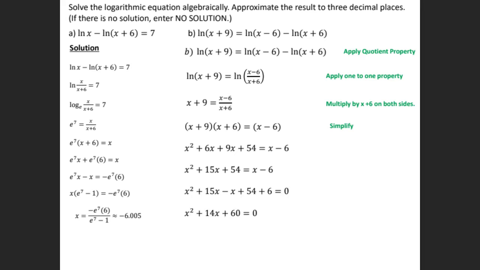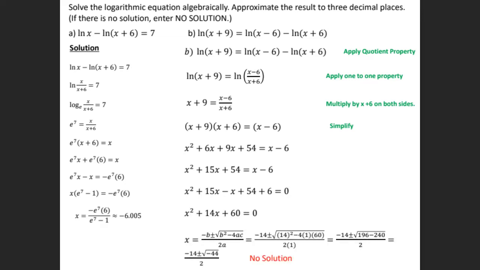Again, we can factor or use our quadratic formula. This one is a good example to use the quadratic formula. Again, the quadratic formula is minus b plus or minus the square root of b squared minus 4ac all over 2a. In our problem, a is 1, b is 14, c is 60. Plug in those values, and you'll notice we're not going to get a solution, right? Because the square root of -44 will give us imaginary numbers. Even though we know how to handle those, on these particular problems we will have no solution.